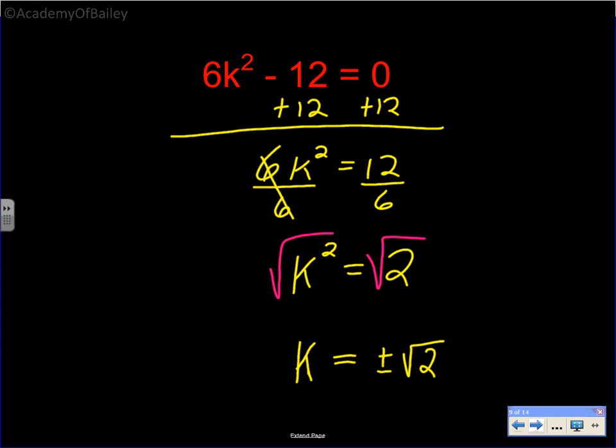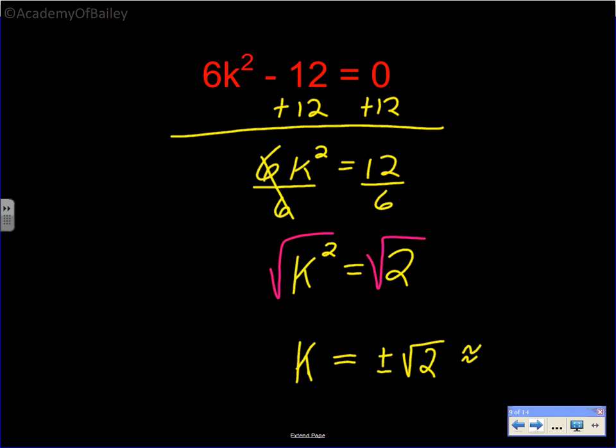Most of you are used to changing these to decimals. If your directions say change it to a decimal, then you can give me an approximation, because the square root of 2, as a decimal, does not terminate and it does not repeat. It goes on and on forever. So therefore, that's why you're giving an approximation.